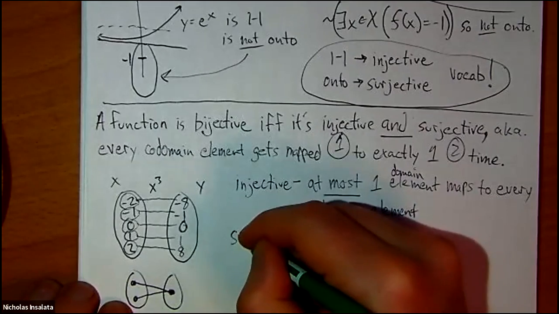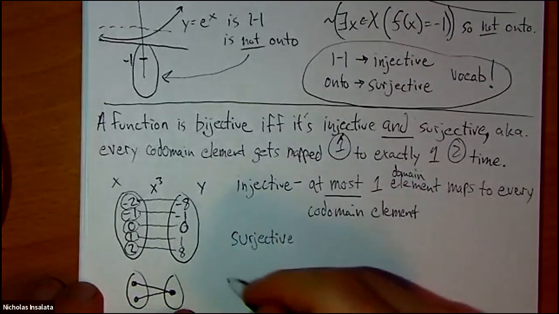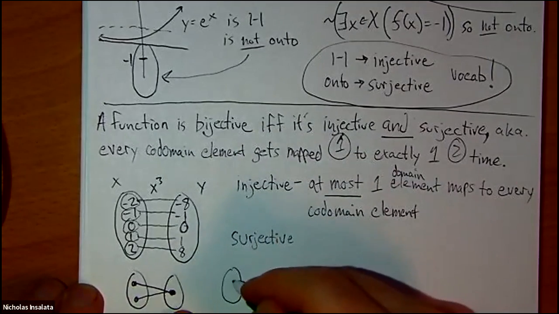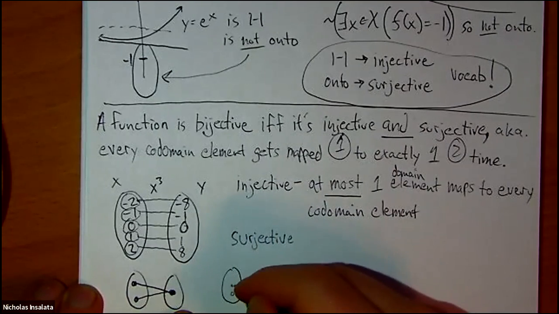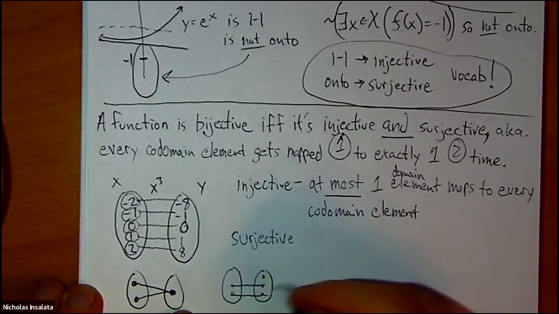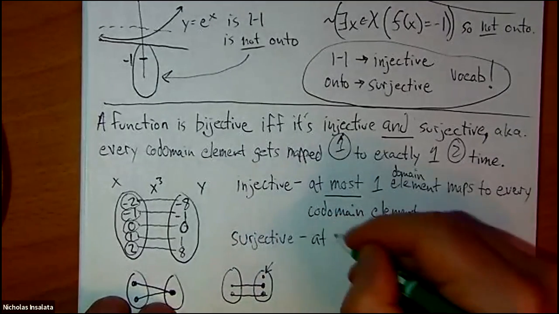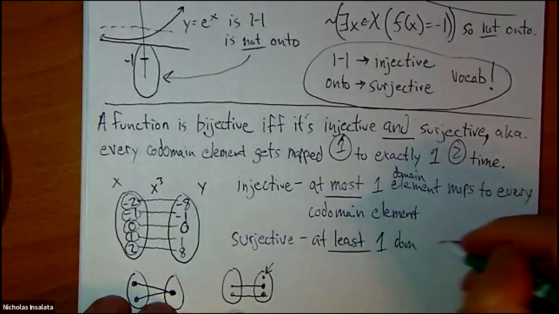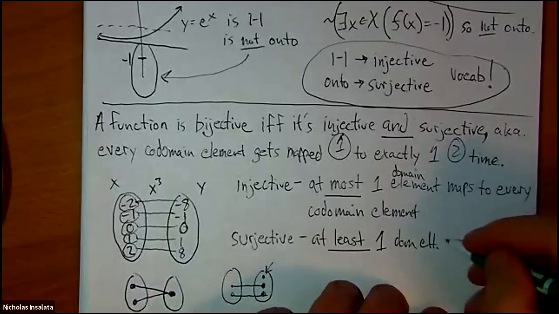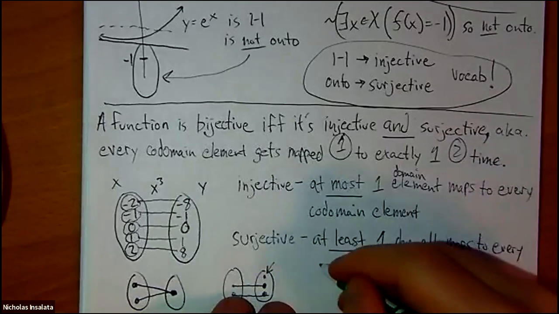Okay, surjective is saying that this thing can't happen. Right? This one is the problem here, right? Surjective saying at least 1 domain element maps to every codomain element.